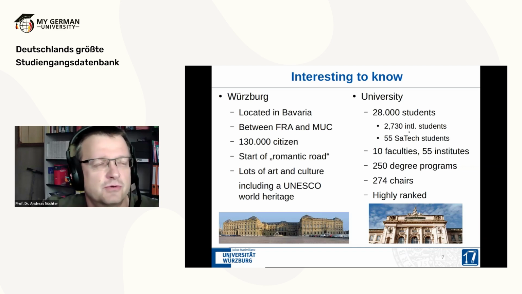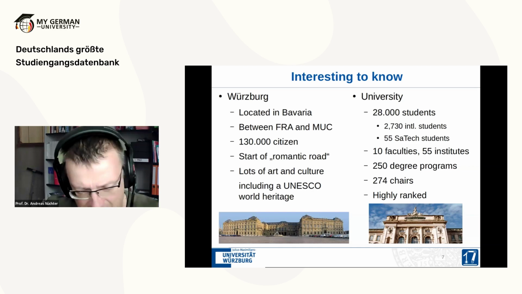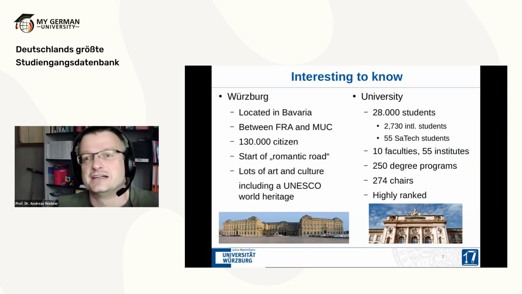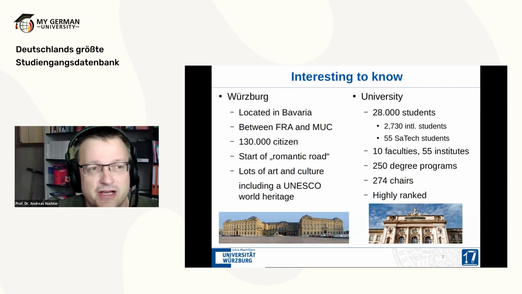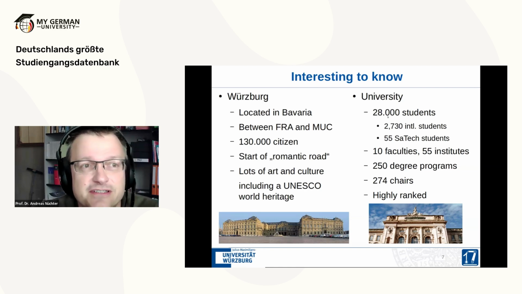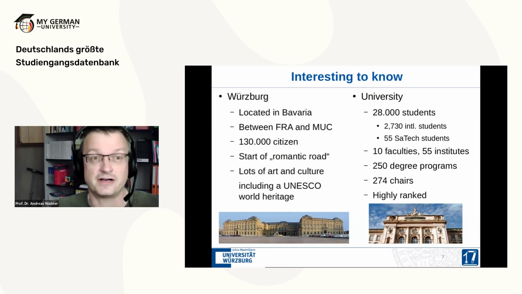We have 130,000 citizens, and many Americans I meet actually know Würzburg since it's the start of the Romantic Road. This is where all the tourists fly in, then they take their car and go down this Romantic Road right to the Alpine Mountains. If you compare how many people live here to the number of students, you see we are actually a student city. Quite a lot of students live in Würzburg, and we have 10 faculties distributed over 55 institutes, and we offer a whole variety of degree programs.